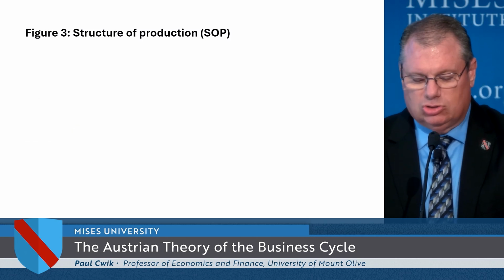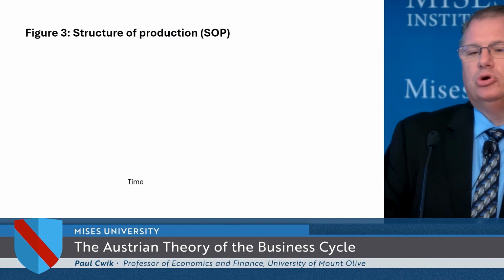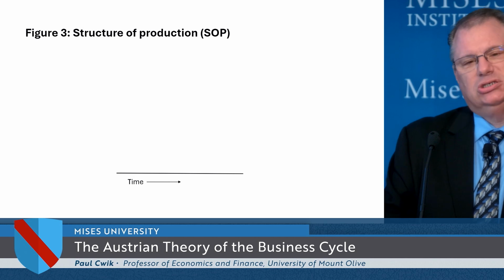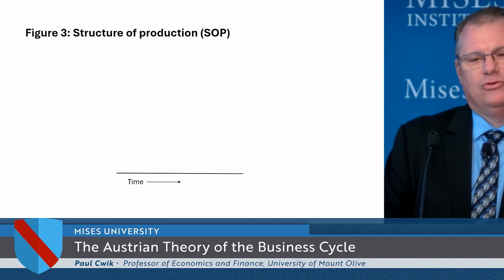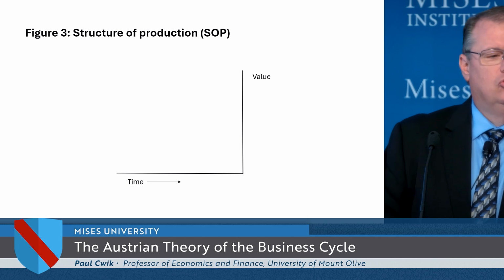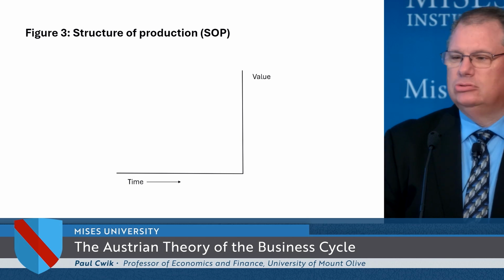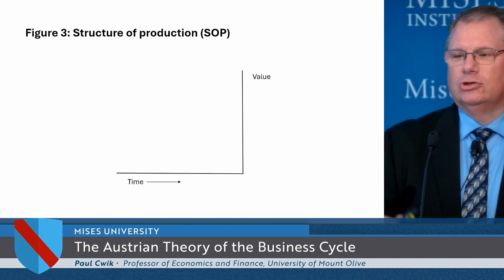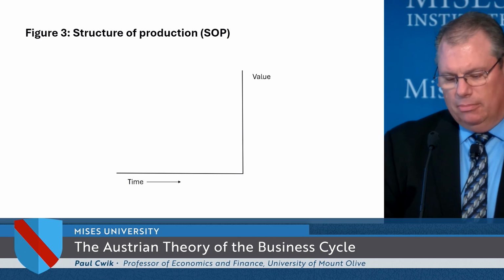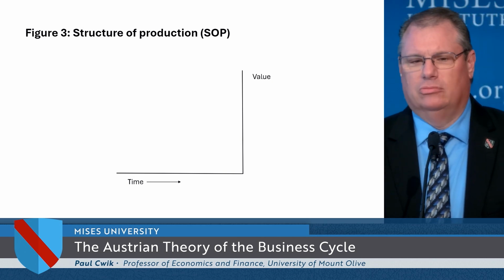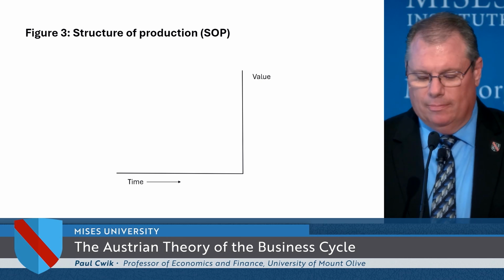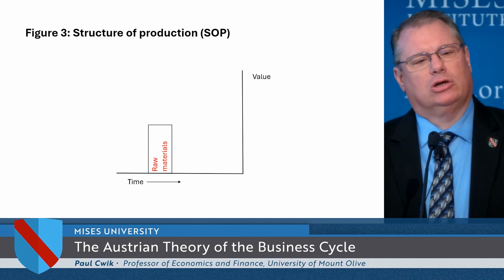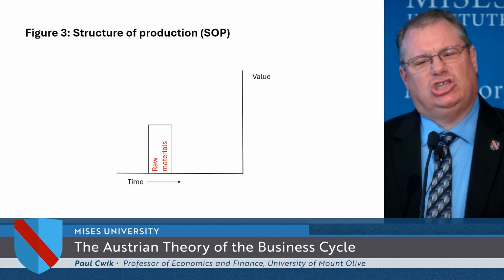Okay, so the structure of production. So what we do is we put time on the horizontal axis, and it's moving from left to right. We put value on the vertical axis. Now, do all Austrians do it like this? They do not. But Roger Garrison, back in 1990, first posited it like this for reasons. And you'll see why a little way later. So now we have structure of production, so different stages.